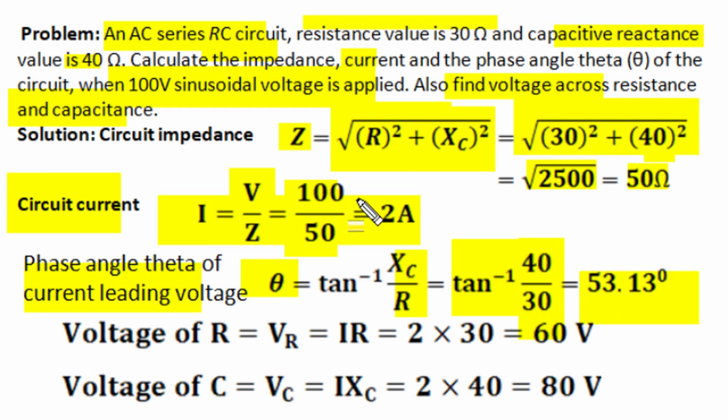We can also find the voltage of the resistance part of the RC series circuit, and it is I times resistance value. Circuit current is 2 ampere and resistance is 30 ohm, so it is 60 volt, in phase with current. Similarly, the voltage of the capacitor Vc is I Xc. Xc is 40 ohm and current is 2 ampere, so capacitor voltage is 80 volt, lagging current by 90 degrees. The phasor sum of resistance voltage 60 volt and capacitor voltage 80 volt comes as the total supply voltage, 100 volt.